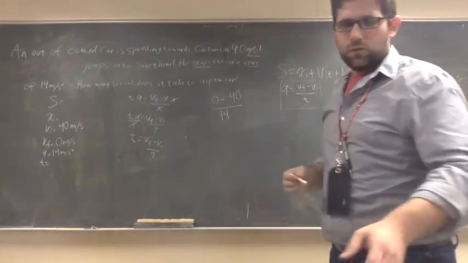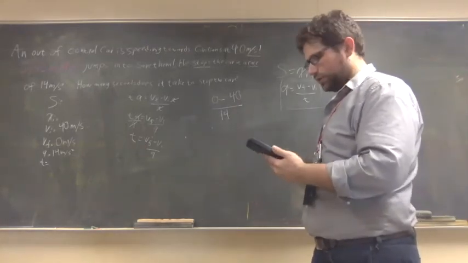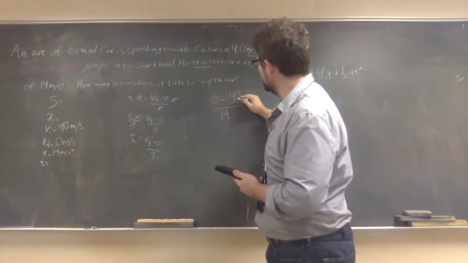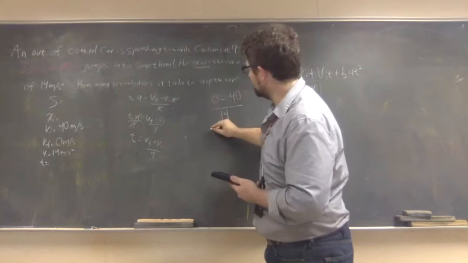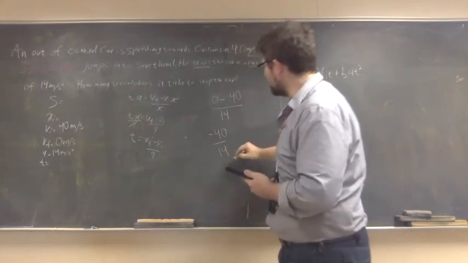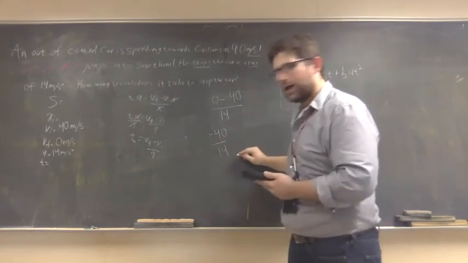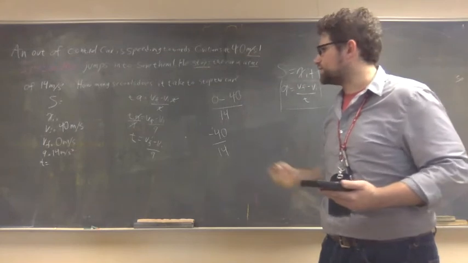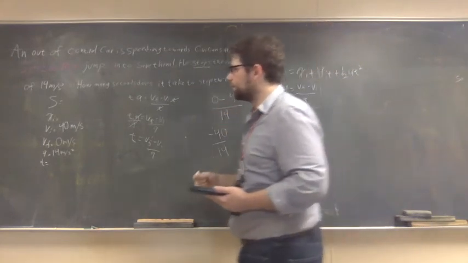So, what do we get when we plug those into our calculator? Now notice, 0 minus 40 is a negative number. So negative 40 over 14. Wait a minute. If I divide a negative 40 by a positive 14, I'm going to come out with a negative time, and I can't have a negative time. That wouldn't make sense. So I've missed something.